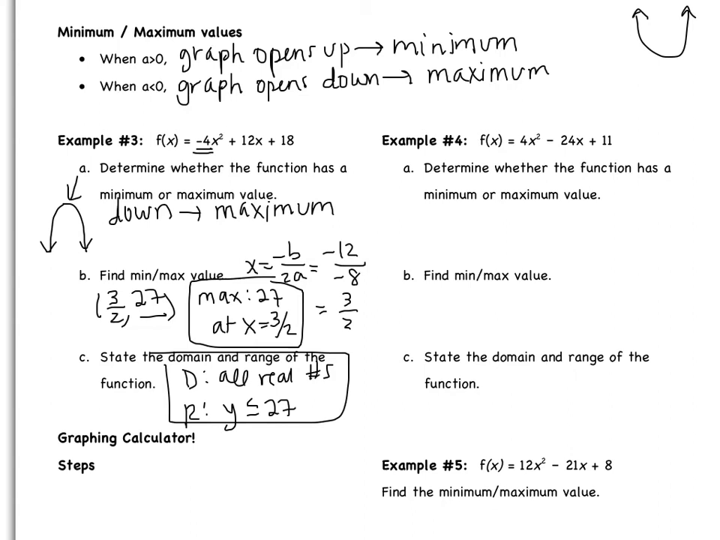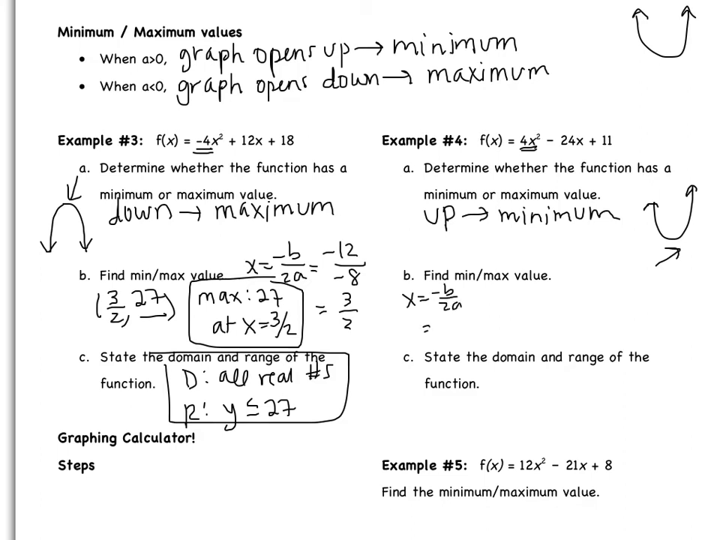Okay, right now, pause the video and try example 4 on your own, please. Okay, so part A, determine whether the function has a minimum or a maximum. Well, we have a positive a, which means it's opening up. If the graph opens up, we're going to have a minimum, a low point. Okay, now we need to find what that value is.